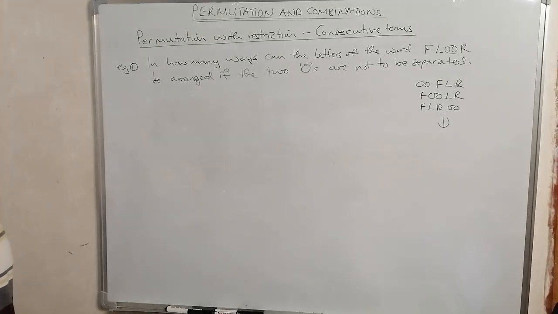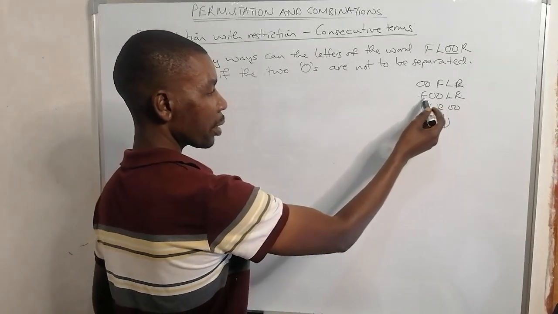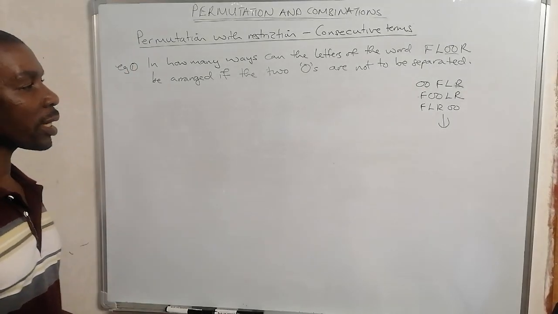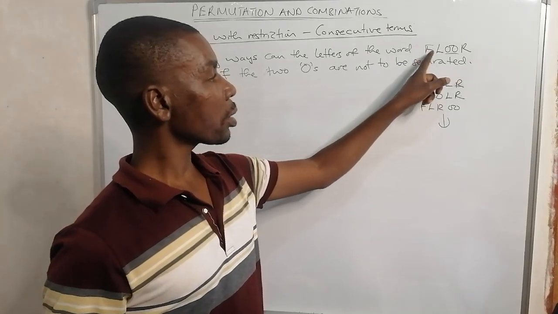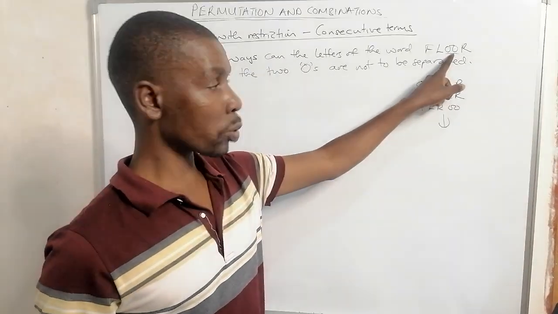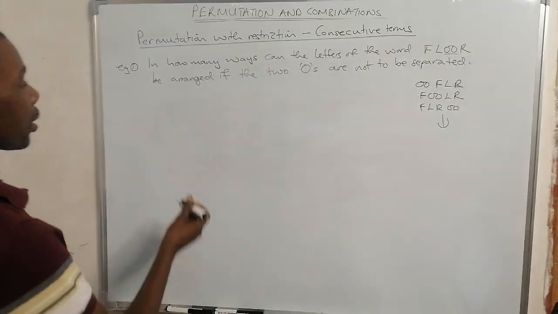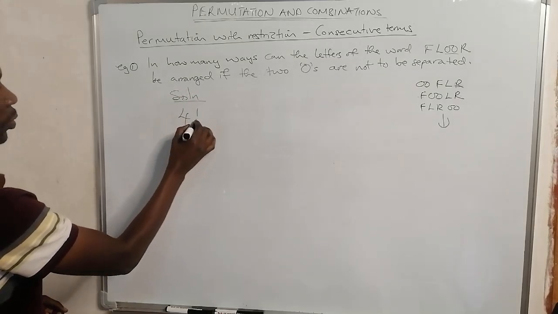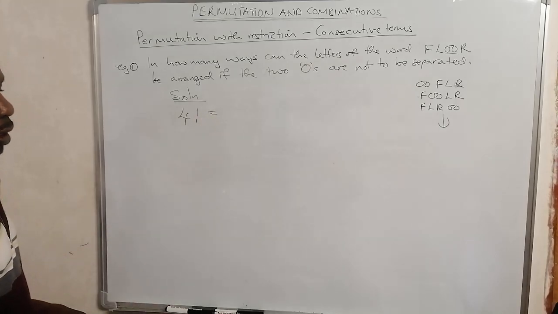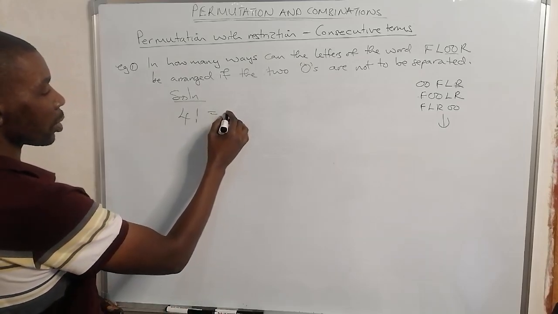So we want to see how we are going to do this. R can come here, F can come here, L can come here, so there are a number of ways. The two O's will be counted as one thing. So it will be 1, 2, 3, 4, right? So the number of items that we are going to consider is 4, which will be 4 factorial. What is 4 factorial? 4 times 3 is 12, times 2 is 24, times 1, 24 ways.